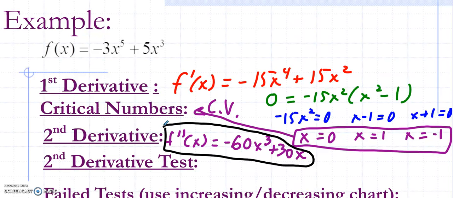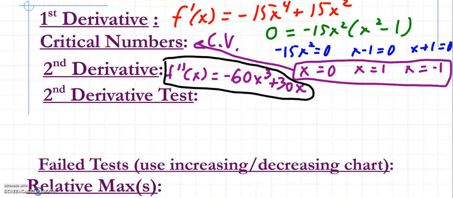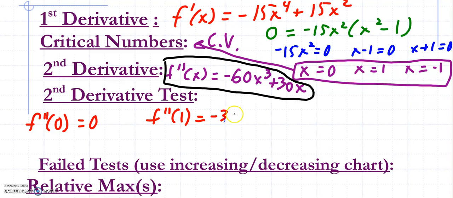Okay, now we're going to do the second derivative test. I had to make myself a little more room. So second derivative test, all that says is just plug these values into the second derivative. So f double prime of 0 is 0, failed test. f double prime of 1 is negative 30, and f double prime of negative 1 is positive 30. Okay, so these are successful.